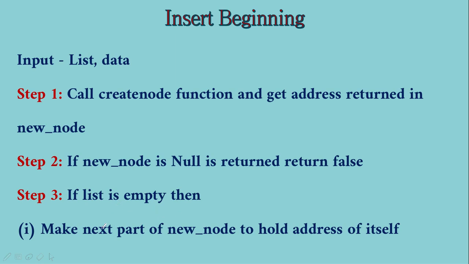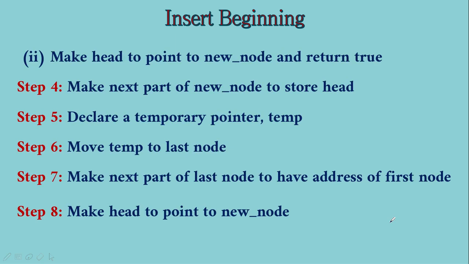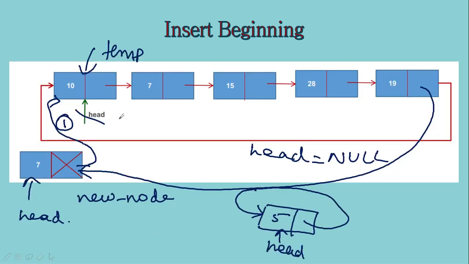If the list is empty, then you make the next part of the new node hold the address of itself, and you make head point to the new node and return true. That's all done. Otherwise, you have to make the next part of the new node store the head, right? I have made this particular change, as I told you.